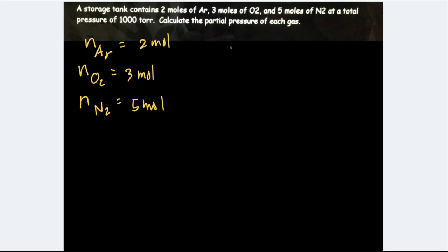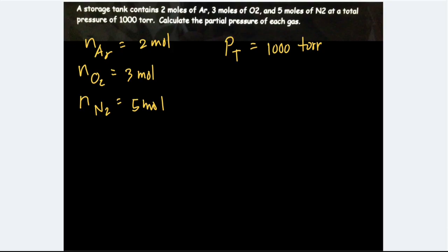oxygen, argon, 2 moles, and then oxygen, 3 moles, then nitrogen, 5 moles, and pressure total is 1000 torr. Okay, so we get the total number of moles here.